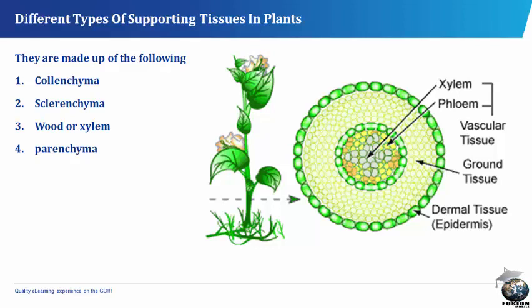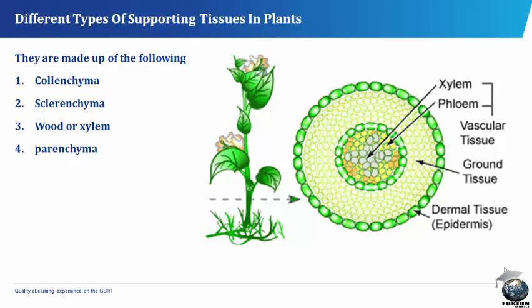3. Wood or xylem. They are made up of dead cells coupled with lignified walls. They contain elements like 1. tracheids, 2. vessels or tracheae, 3. wood fibers, and 4. wood parenchyma.